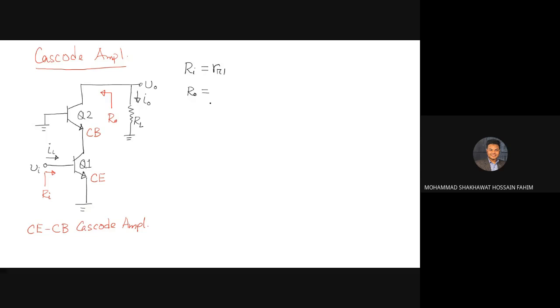Sir, R naught 2 into 1 plus GM2, then R pi 2 parallel R naught 1. Right, R pi 2 parallel R naught 1. Right, that is the circuit.